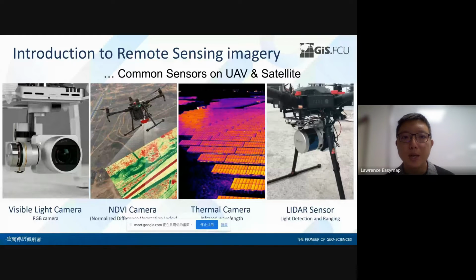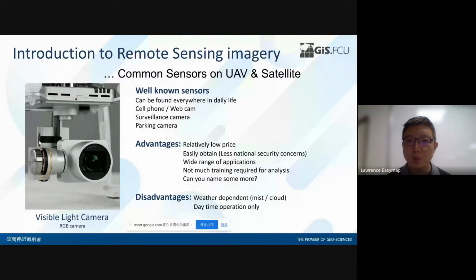In the following slides, I'm going to talk about a couple of different sensors. From left to right, there are the visible light camera, the NDVI camera, the thermal camera, and also the LiDAR sensors. These are the major types of sensors that can be carried mainly on the UAV, and some can be found on satellites.